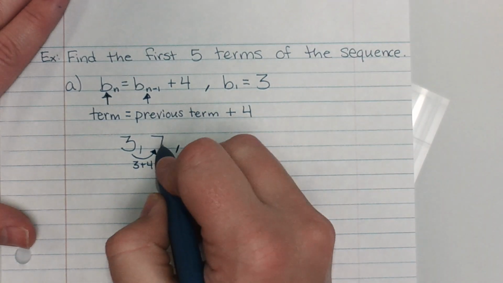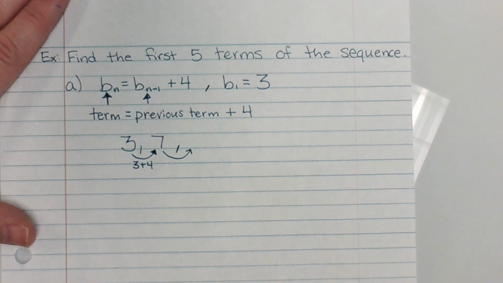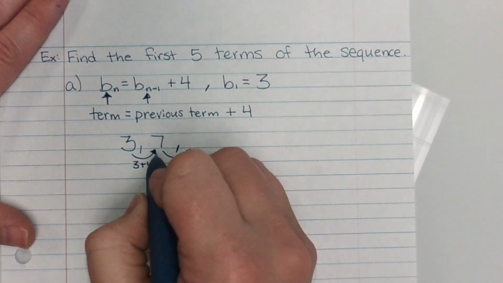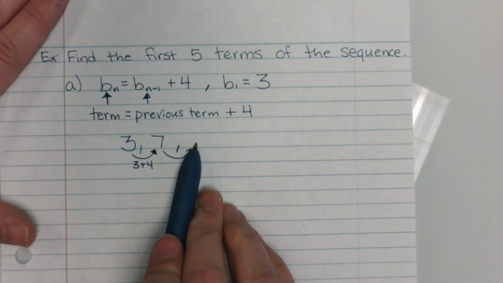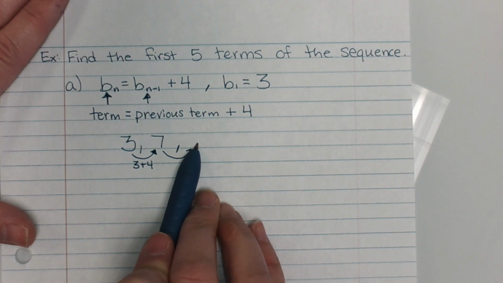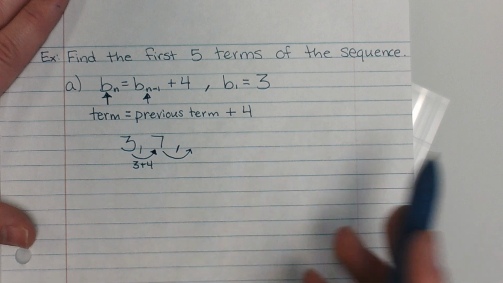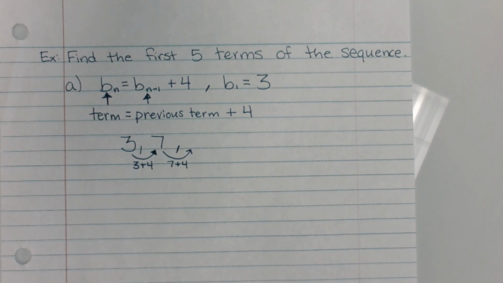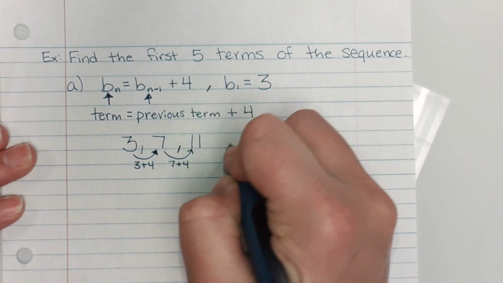And then move on to find the next term. According to this, to find a term, we take the previous term and add 4. If this is the term I'm looking for, the term right before it is 7. I take 7 and I add 4. What is 7 plus 4? 11.